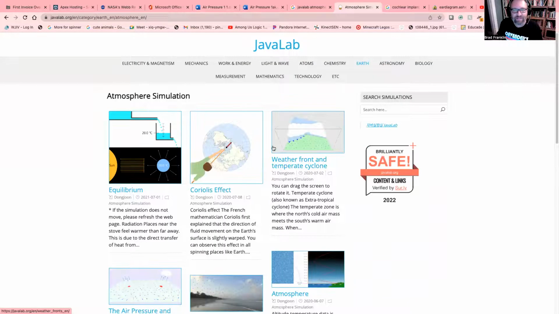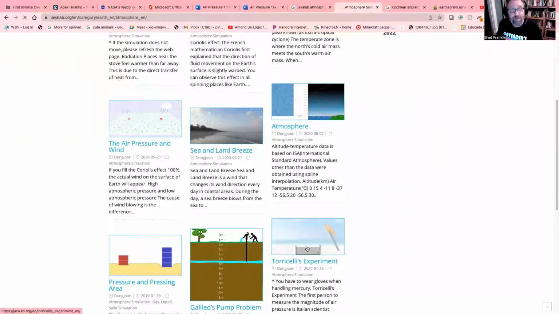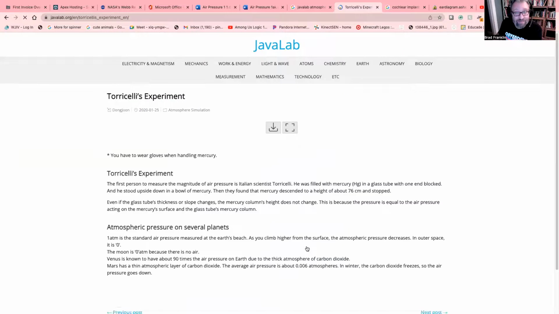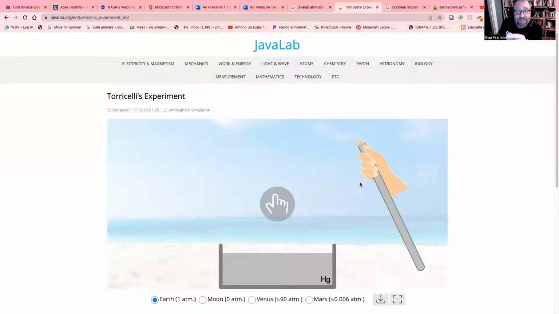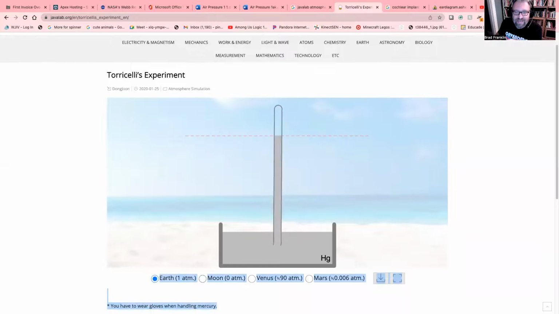I love these, they're great little apps. But look, Torricelli's experiment. Torricelli is the Italian scientist who figured this out, that he could use a reservoir of Hg, the silvery white metal, mercury, and put this glass tube in it. When he did that, the air pressure would push down on that mercury, sending it up in a column inside that vertical glass tube.